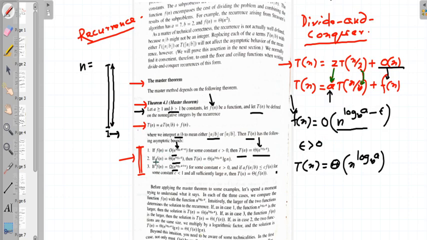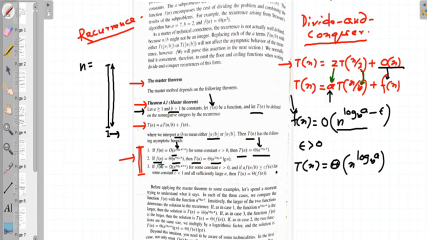Now you see this f(n) being compared with this theta of n^(log_b a). So here this internal level cost is equal to this leaf level cost. So in that case, the solution will be n^(log_b a) times the height of this tree, log n.